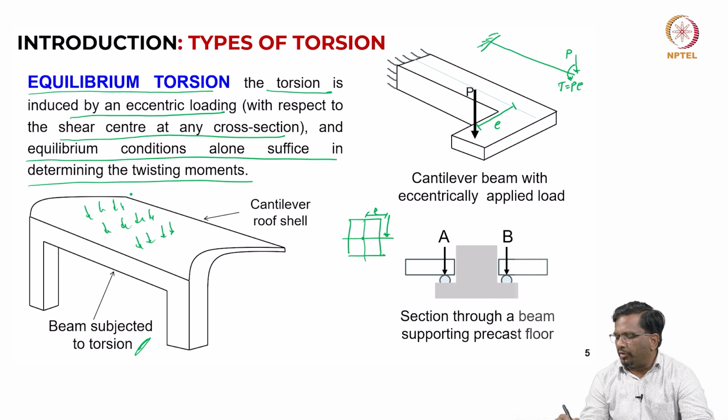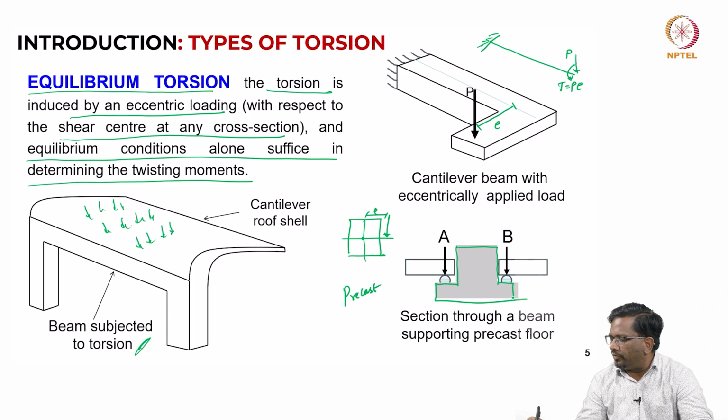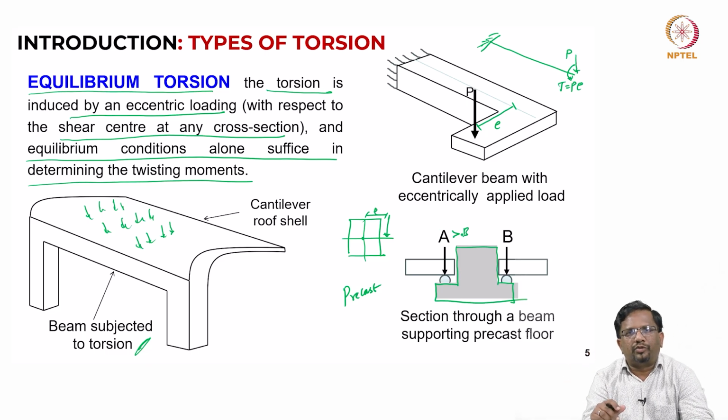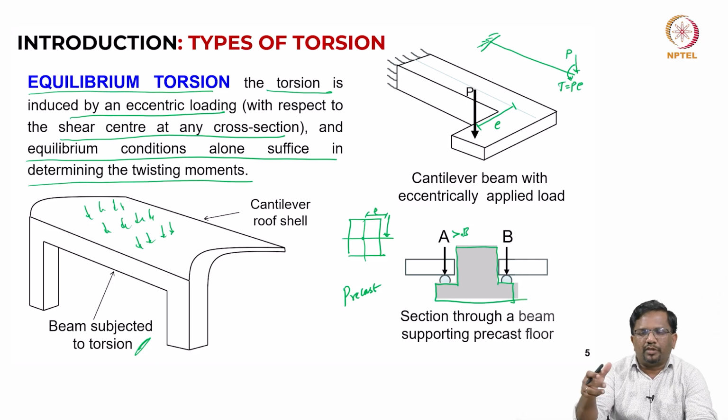There is one more example, this is for a precast system. Now, let us say this is an inverted T beam that you have. If the load A is greater than load B, then you will find that the overall Cg of the force is going to be at an eccentricity E from the shear center. That will also induce torsion in addition to shear and bending on this inverted ledger beam. So, these are some of the examples of equilibrium torsion.